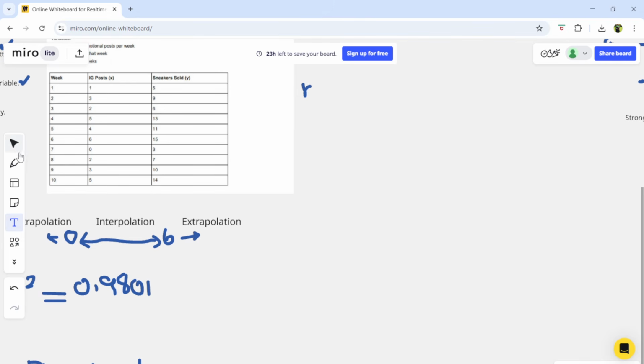A residual is equal to the actual y minus the estimated y. So in simple terms, the definition of a residual, you can find it in the textbook and in the slides as well. It is the difference between the actual y and the predicted y.